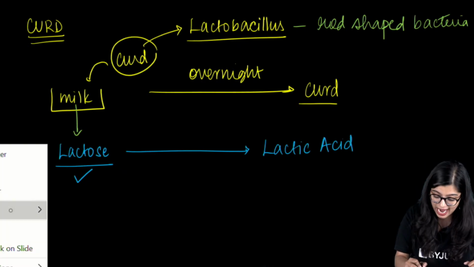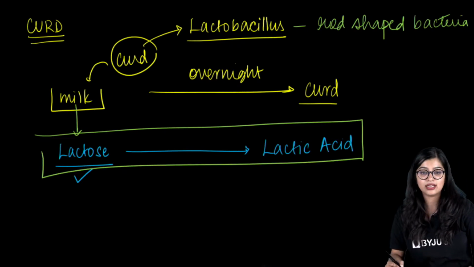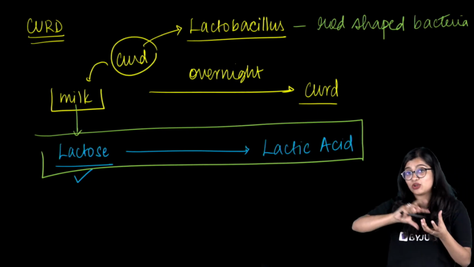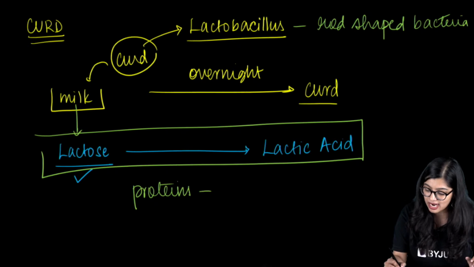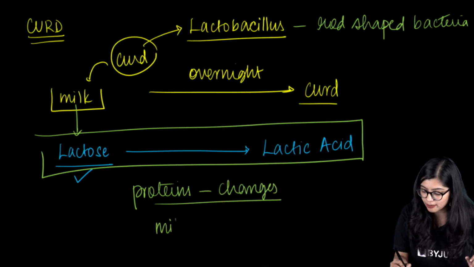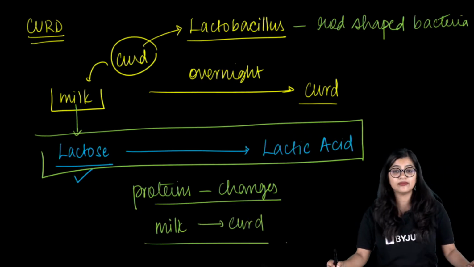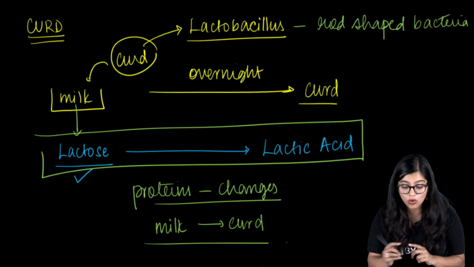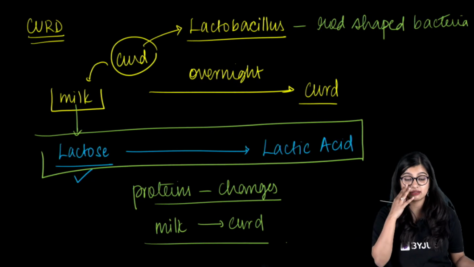So here your lactobacillus is converting lactose to lactic acid. Then what will happen? Because lactose has become lactic acid, all the proteins that are there will start undergoing some changes, because of which your milk turns into curd. Are we all clear? Ma'am, does lactobacillus contain lactic acid? No. Lactobacillus will convert lactose to lactic acid.